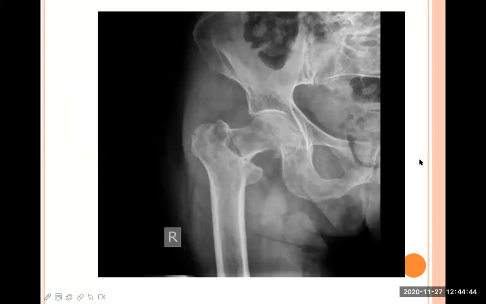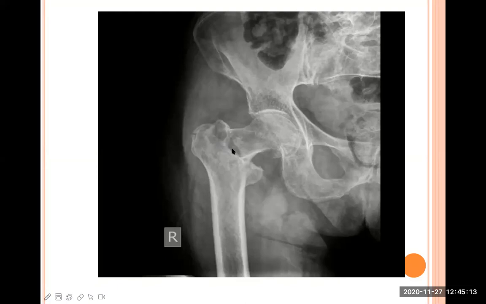Now, a few of the X-rays are again included here. This is a very good one. See this? Clear-cut, I can see the fracture line. So tell me the type of fracture here quickly. Which type of fracture is this? Garden type 2. Good. And according to the other classification, what is this?